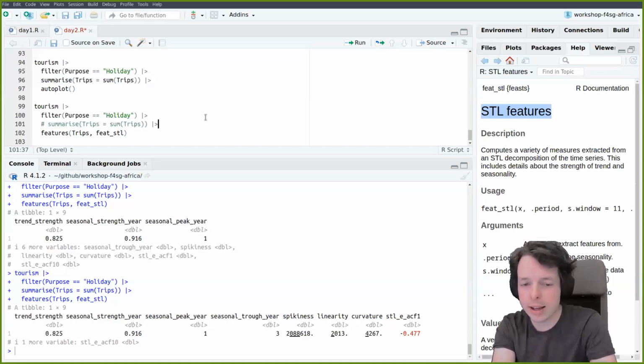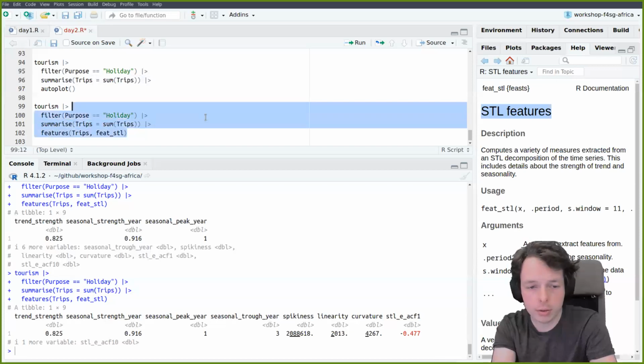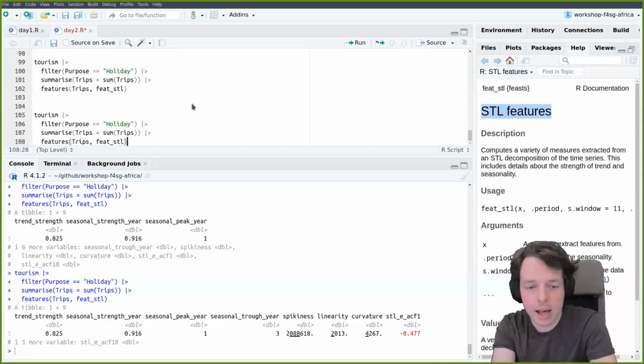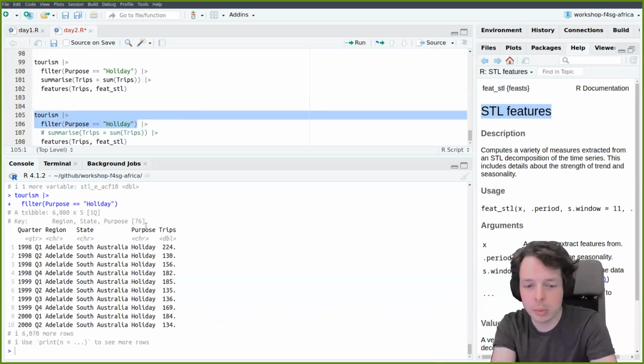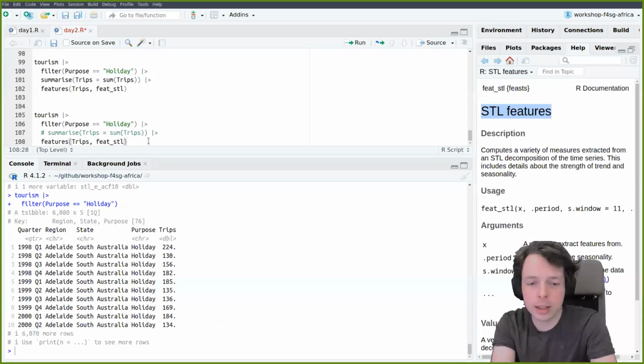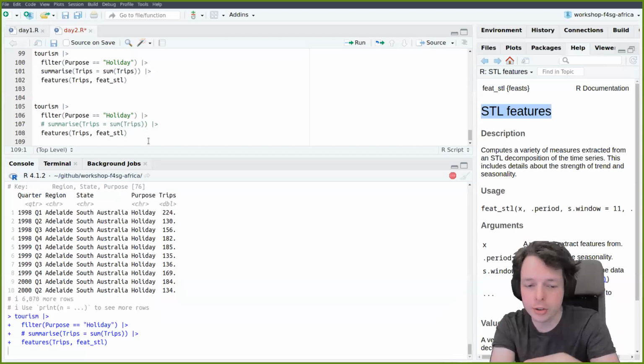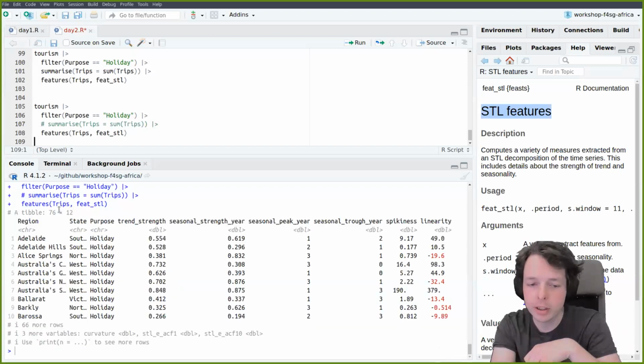What if I didn't add up, let me copy this. What if I didn't add up the total number of trips? Before I did that step, remember we had 76 different time series. That's too many to visualize all at once. But it is possible to calculate features on all 76 time series.